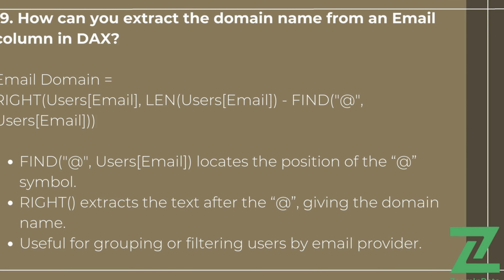19th question. How can the domain name be extracted from an email column in DAX? Text functions like RIGHT, LEN, and FIND are used to extract parts of text from an email. The FIND function locates the position of the @ symbol in the email address. The RIGHT function then extracts all the text after the @ symbol, giving the domain name. This is useful for grouping or filtering users based on their email provider.